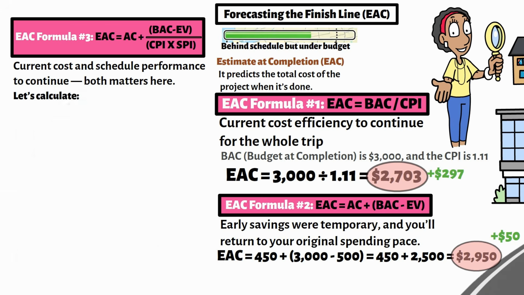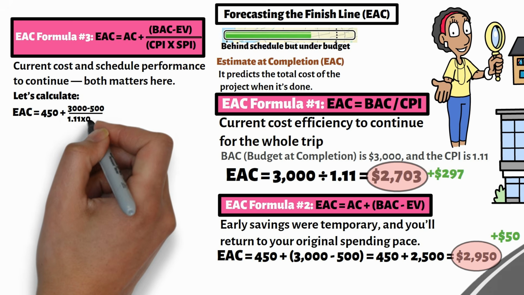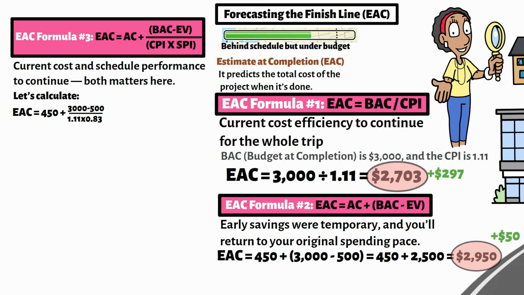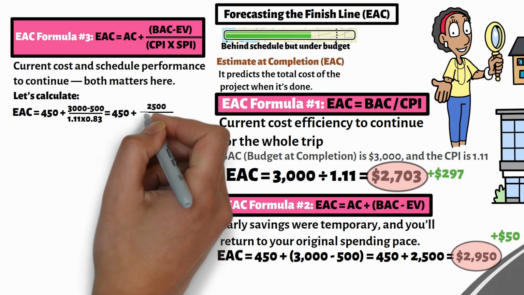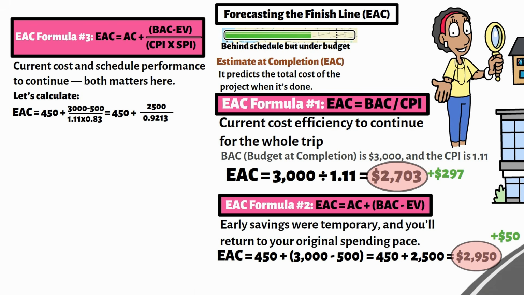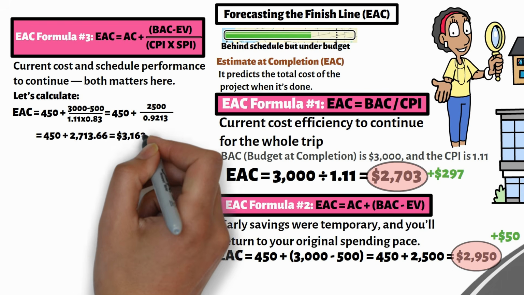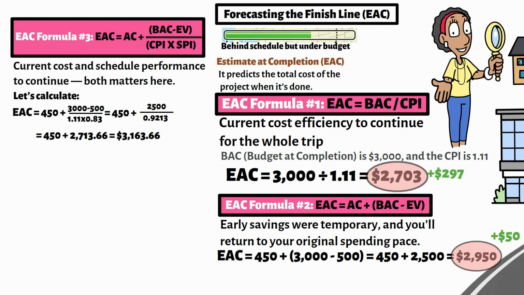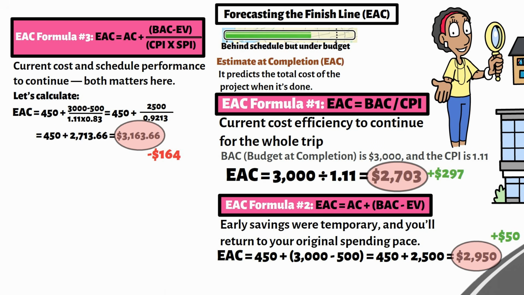Let's calculate. EAC equals 450 plus 3,000 minus 500 divided by 1.11 times 0.83. This equals 450 plus 2,500 divided by 0.9213. This equals 450 plus 2,713.66, which equals $3,163.66. You'll finish the trip over budget by about $164. So in this case, even though you're being cost efficient, the delay adds more total cost, maybe extra hotel nights, food, or gas. Next, let's look at the last scenario.